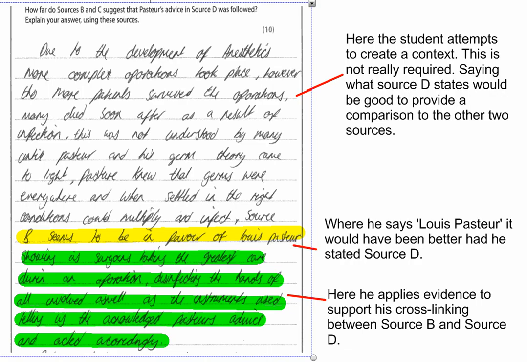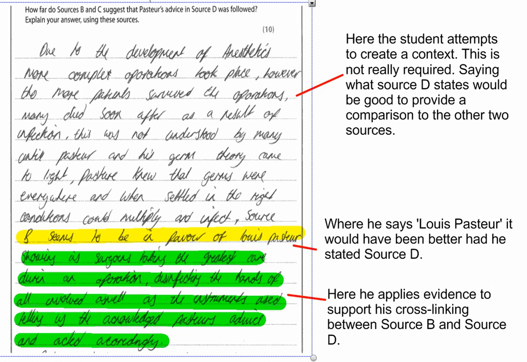Let's have a look at an example answer. The first paragraph, or the first section, is a bit inconsequential. Here the student attempts to create the context. He says, due to the development of anaesthetics, more complex operations took place. However, although more patients survived the operations, many died soon after as a result of infection. So he's setting the context of the scene. This wasn't understood by many until Pasteur and his germ theory came to light. Pasteur knew that germs were everywhere, and when they settled in the right conditions, could multiply and infect.